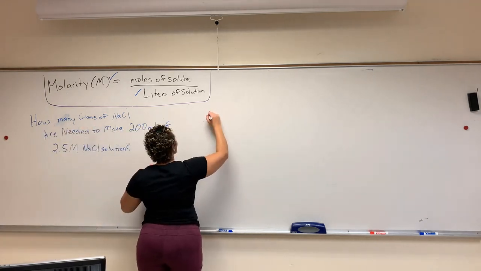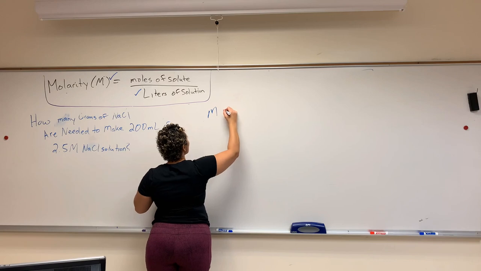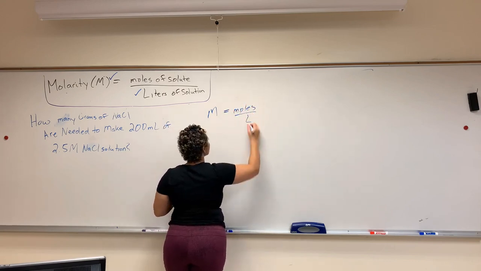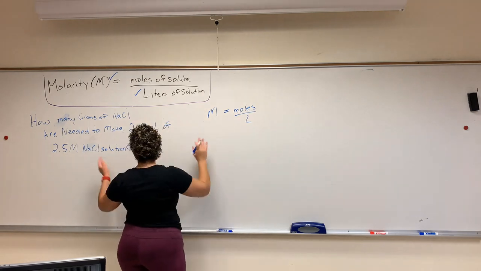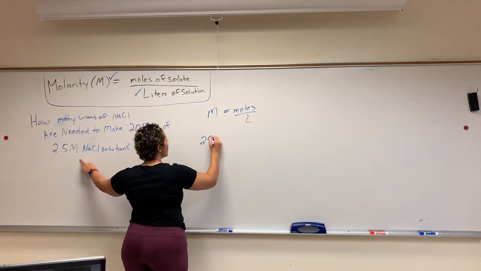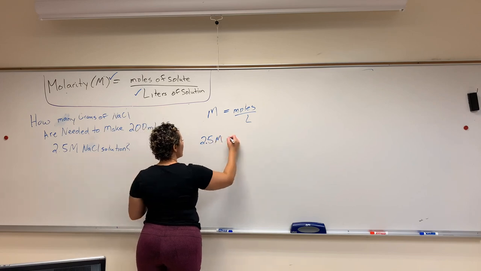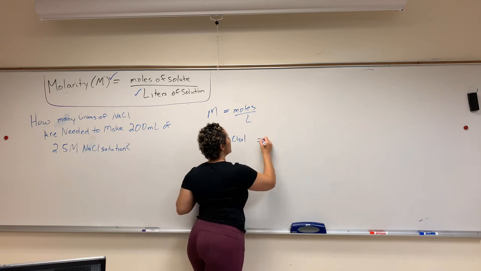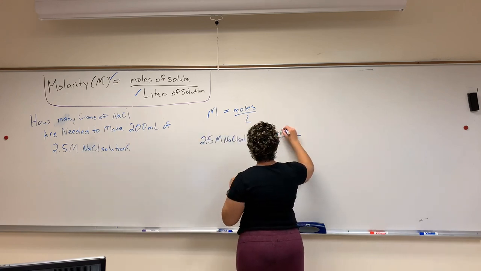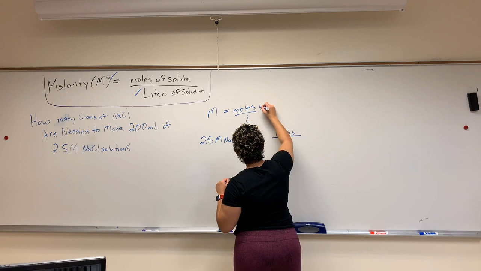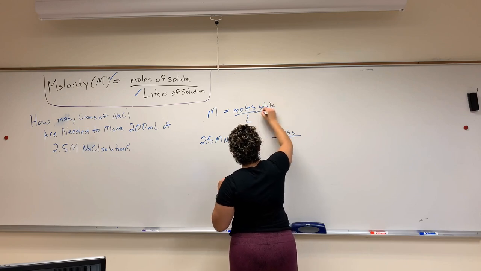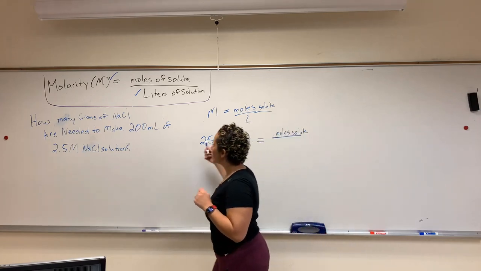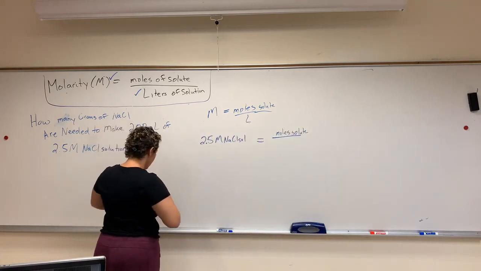So, molarity equals moles per liter. I just shortened it up. 2.5 molarity of sodium chloride solution equals, we don't know how many moles of solute. I still need to write solute. We don't know how many moles of solute, but we do know how many liters. Well, this is 200 milliliters.